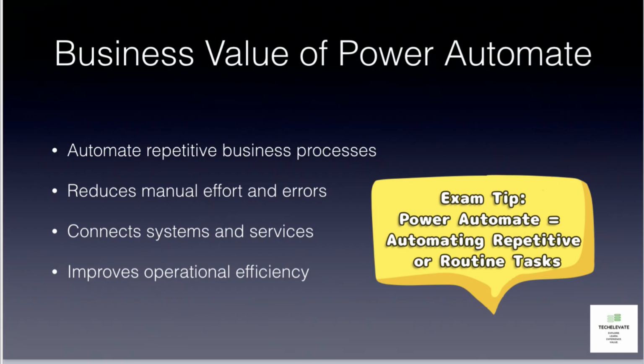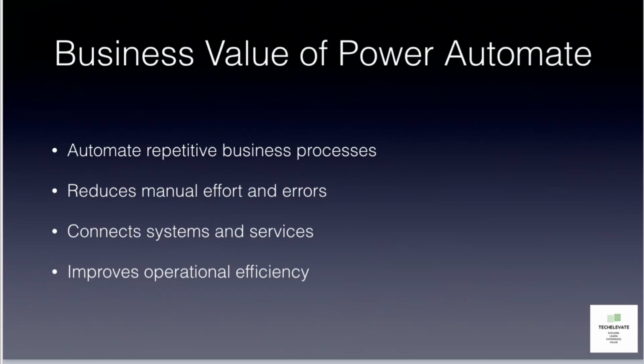Business value number two, increase productivity. Power Automate significantly improves productivity by allowing workflows to run 24/7 without human intervention. This means processes run faster, tasks don't get forgotten, and work continues outside business hours. Employees spend less time on administrative work and more time on strategic or customer focused activities.